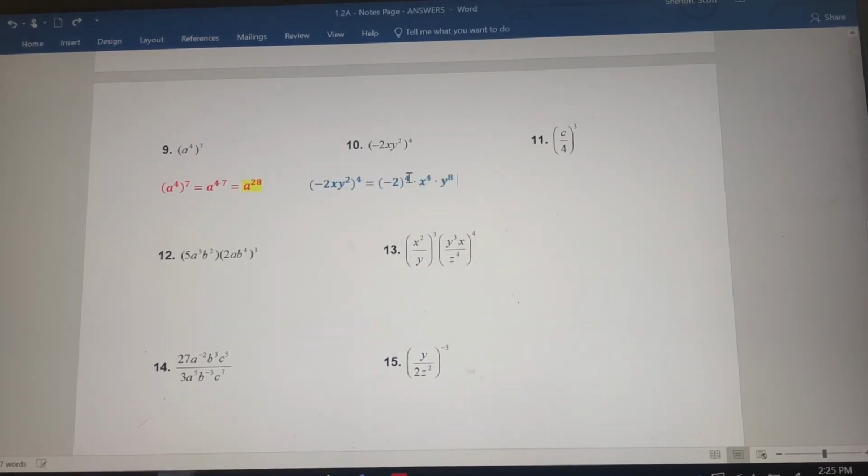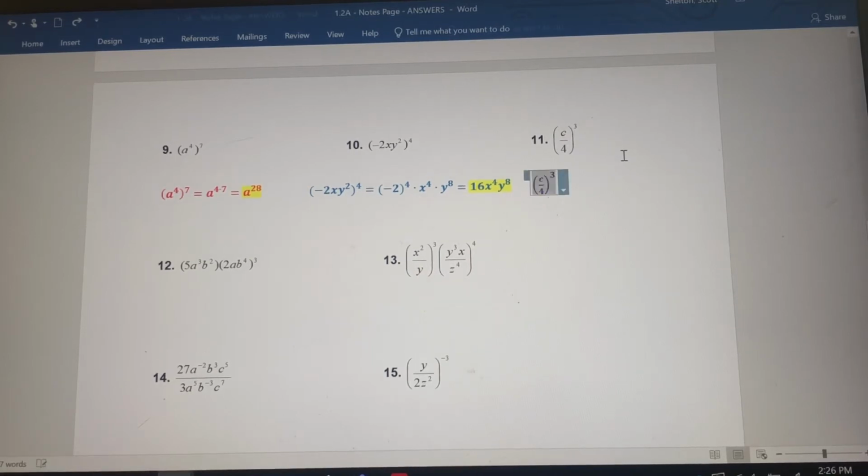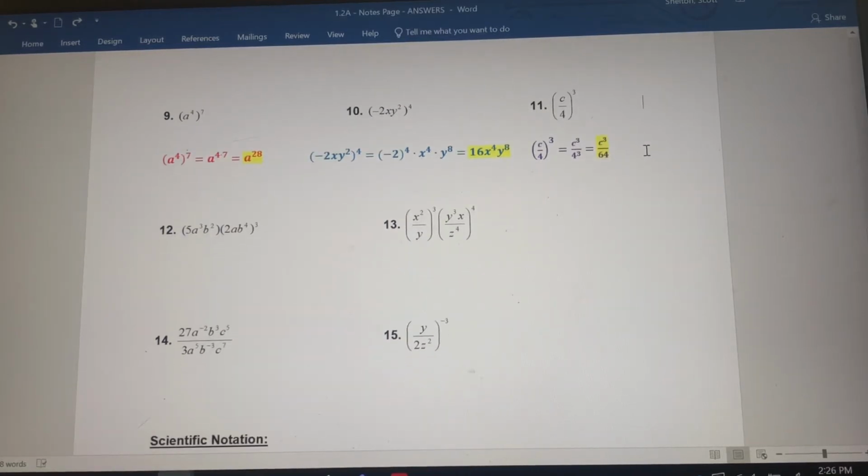So that means negative 2 to the 4th power. Notice the parentheses here, they have to be there. x to the 4th power, and then y squared to the 4th power. Well, we can multiply these exponents, 2 times 4, to get 8. Clean up this negative 2 to the 4th power, I get 16, and then push everything together. So the answer is 16, x to the 4th, y to the 8th. 11, again, quotient raised to a power. That's going to give me c cubed over 4 cubed, which is c cubed over 64.